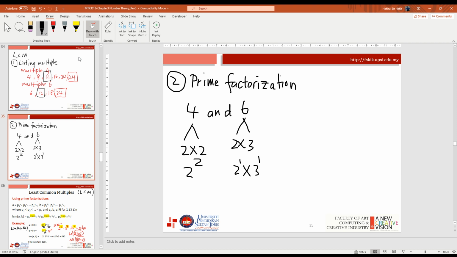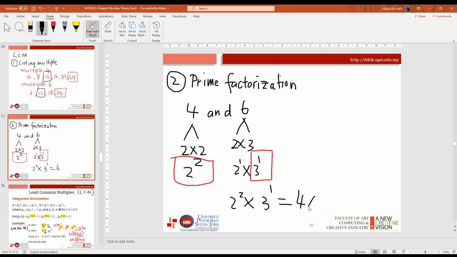Here we go by the highest power, which means 2 to the power of 2 multiplied by 3 to the power of 1, the highest. Then the prime factorization is 2 to the power of 2 multiplied by 3 to the power of 1, which is equivalent to 4 multiplied by 3, which is 12.